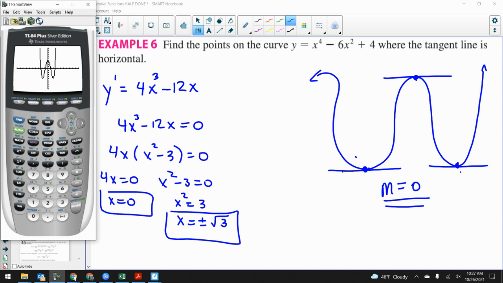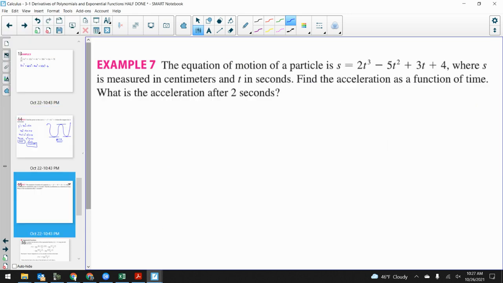So what am I saying here? The points where the derivative is equal to 0 actually get us our peaks and valleys, which is something we're going to use a ton once we get into chapter 4. All right, let's take a look here.